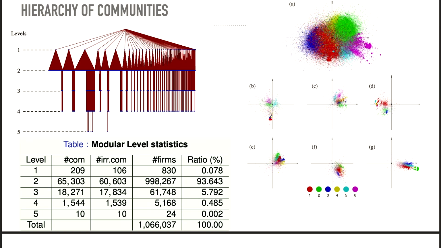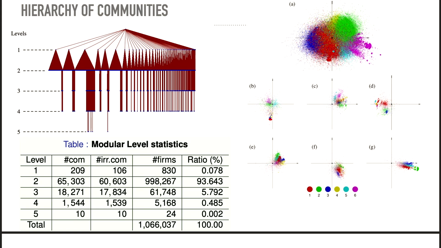This gives a kind of hierarchy of communities. We observe there are 5 levels of communities, so communities can be further decomposed into sub communities. This is the original network. At the first level we got around 209 communities, and out of these 209 communities, 106 are irreducible communities. By irreducible communities, I mean the communities cannot be further decomposed into sub communities, and the number of farms within these irreducible communities is just 830.